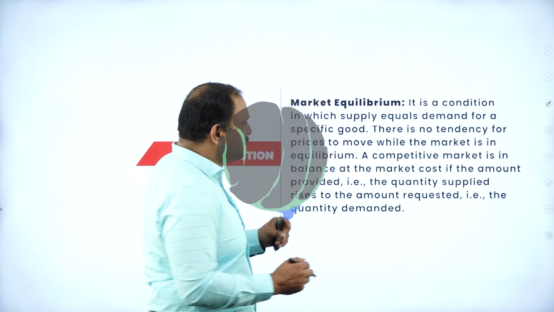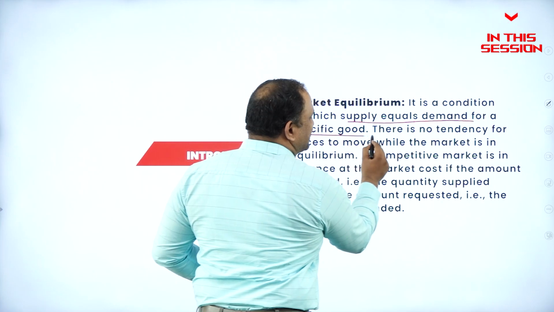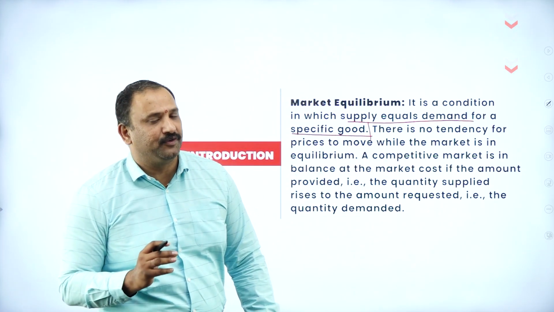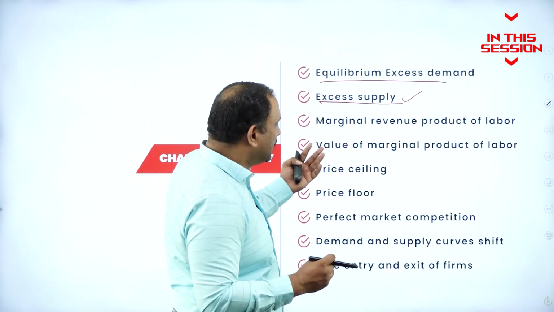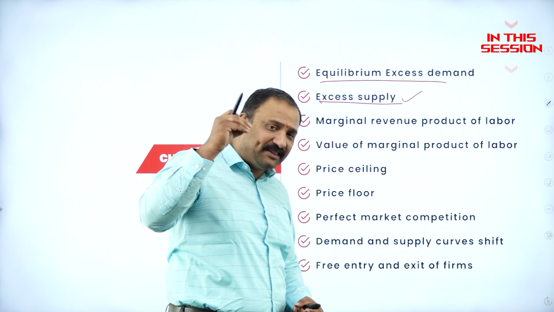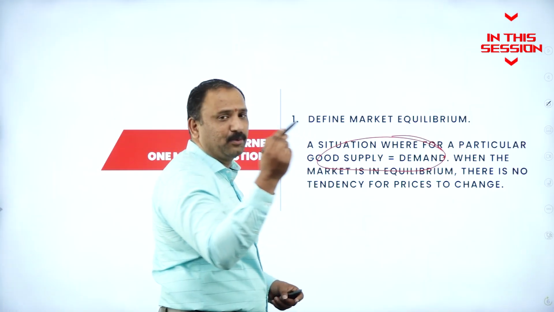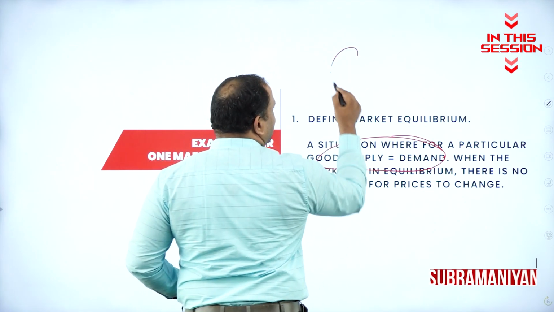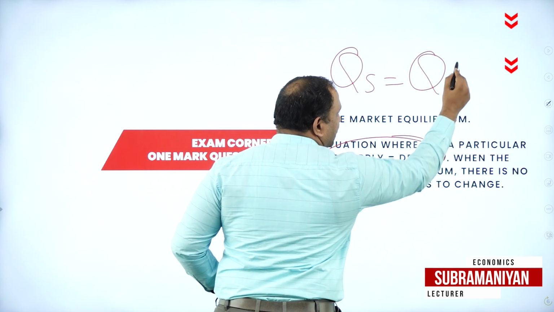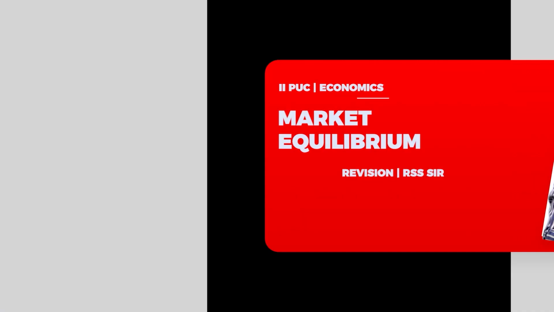Now, it is a condition where supply equals demand for a specific good. So this is very, very important for all of us to understand for a moment. The value of the marginal product of labor is very important. Why? Because at the minimum cost, when you are able to derive maximum value, this factor is something like this: QS is equal to QD, that is, quantity supplied is equal to quantity demanded.